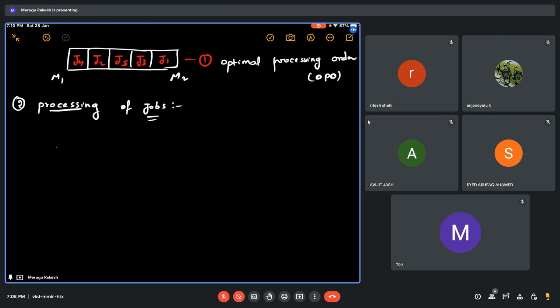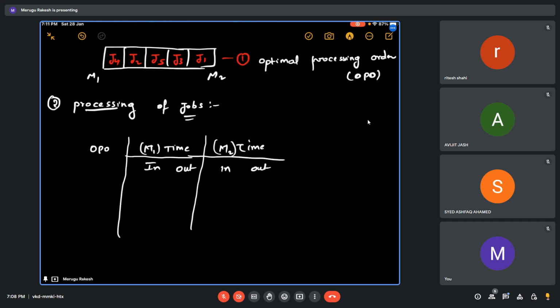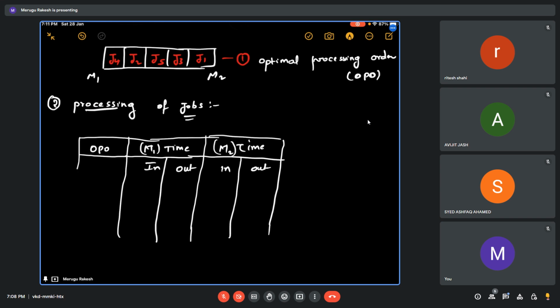The first column is optimal processing order. Then the next one will be machine 1 time. Then machine 2 time. So in each machine we will have in and out, job loading and job unloading. Okay, this is the number of columns. So this is the setup.